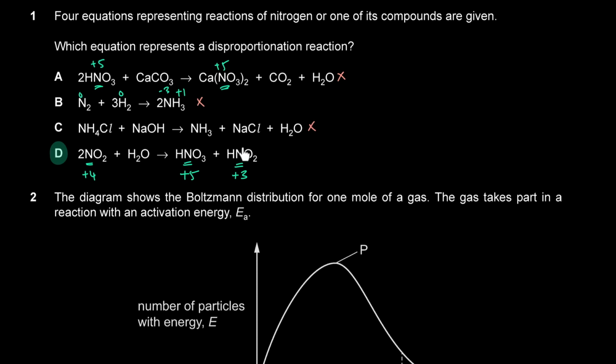And then here you have +1 minus 2 times 2. Again, you have 2 times -2 here, so 1 minus 4 is -3. So nitrogen is +3. So here, this is a disproportionation reaction. Some of the nitrogen atoms in nitrogen dioxide are undergoing oxidation, and some of them are undergoing reduction.